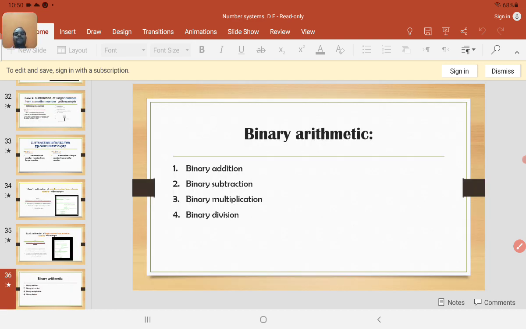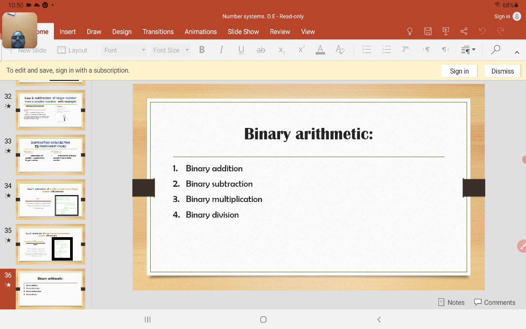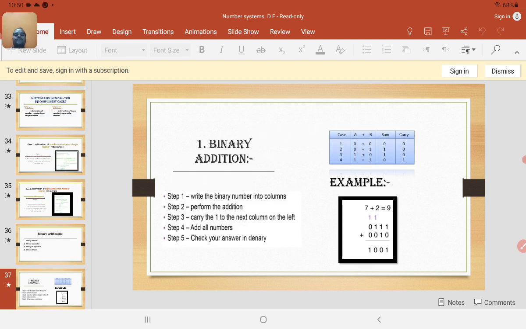Next, binary arithmetic. Arithmetic means, as we already know, addition, subtraction, multiplication and division, and we can also perform these using binary numbers. That means we can perform binary addition, binary subtraction, binary multiplication and binary division also. So how to do it? First, binary addition is given.